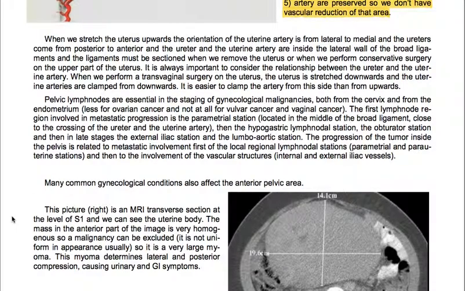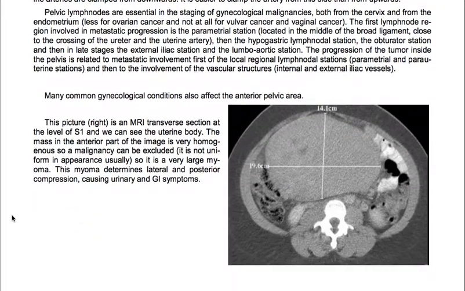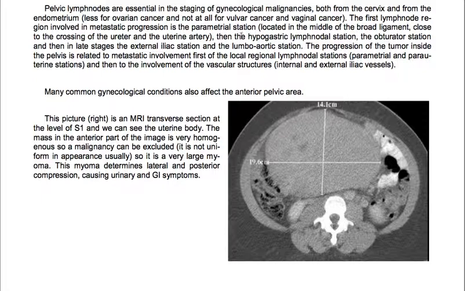Pelvic lymph nodes are essential in the staging of gynecological malignancies, both from the cervix and from the endometrium, less for ovarian cancer, and not at all for vulval cancer and vaginal cancer. So they are important just for cervix and endometrium mainly.